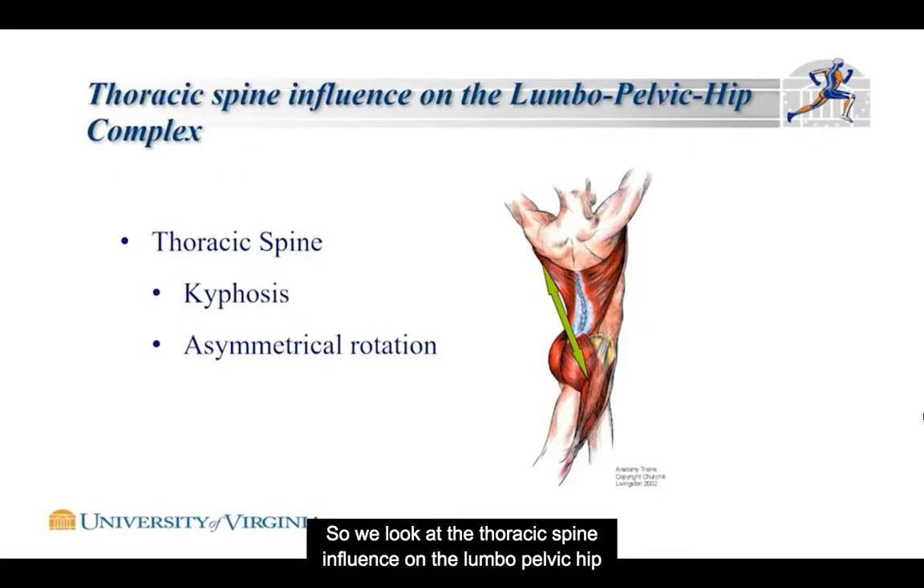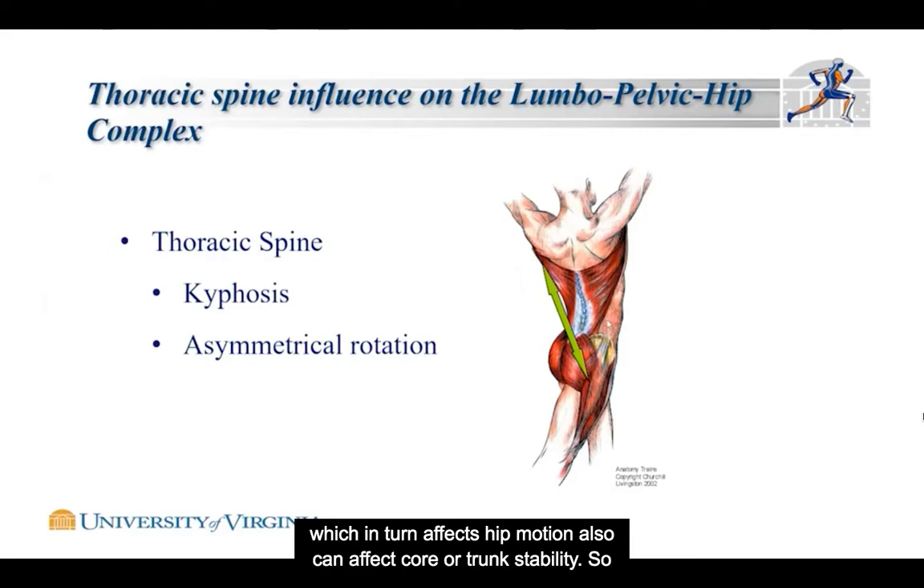So we look at the thoracic spine influence on the lumbopelvic hip complex. The thoracic spine can play a major role in function of the lumbar spine. So if we have a tight thoracic region or a kyphotic thoracic region, that can affect lumbar spine motion, which in turn affects hip motion.